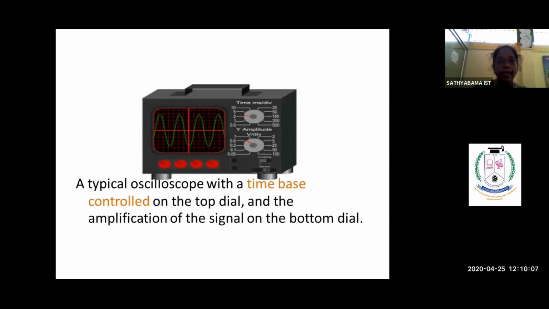This is a simple example of the type of oscilloscope we use in our laboratory. You can see that we have two knobs. The upper one is the time-base control, so this is an example of a time-base controlled oscilloscope. The upper one is time in millisecond per division. The lower one is amplitude in volts per division. This type of oscilloscope will generally generate a sinusoidal waveform, as given in the display. It produces a sinusoidal waveform where the x-axis represents the time period in milliseconds and the y-axis is the amplitude in volts.